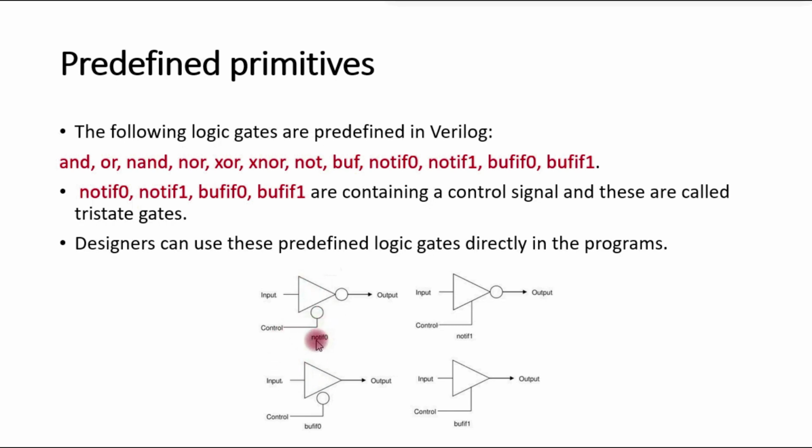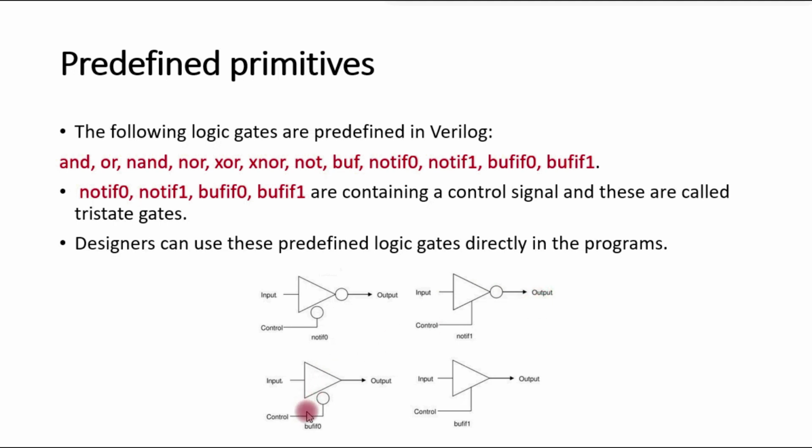In case of notif0, when the control signal is at logic 0, then the output will be the inverted form of the input signal. Otherwise, the output will be at high impedance. In case of notif1, when the control signal is at logic 1, then the output will be the inverted form of the input signal. Otherwise, the output will be at high impedance.